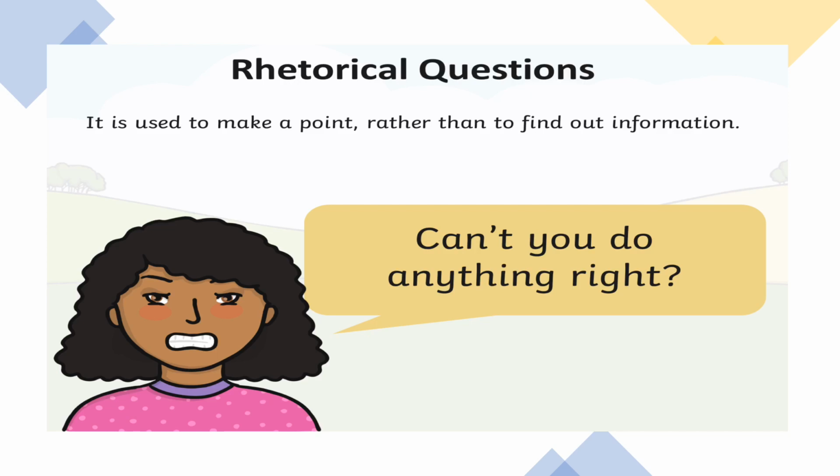So firstly, rhetorical questions are used to make a point rather than to find out information. So this girl is saying, "Can't you do anything right?" Now this girl is not expecting an answer. This girl has said this question to make the person think about their behaviours.